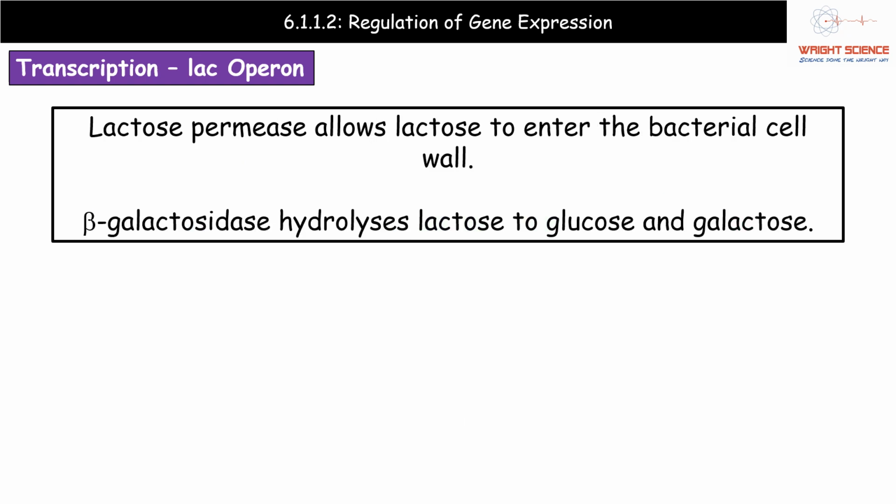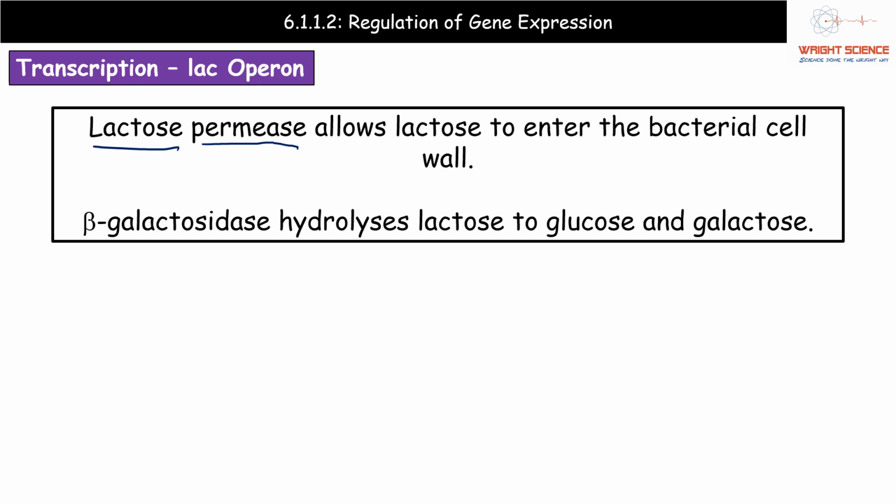So, in terms of what these enzymes do, lactose permease is going to allow lactose to enter the bacterial cell wall. If you actually just break it down, it kind of tells you that in its name. So lactose, obviously to do with the lactose that is going to allow entry, and permease sounds like the word permeable. And if something is permeable, it obviously allows it to cross a barrier.